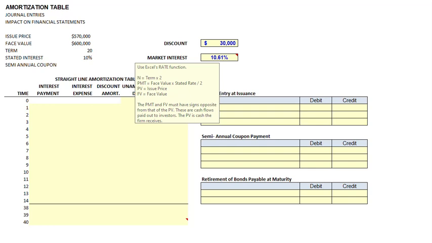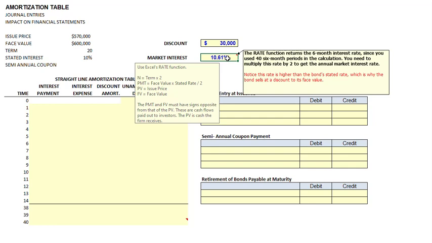Notice the payment and the future value have the same sign, and it has to be opposite from that of the present value. That's because these are cash outflows from the company, while the present value, or the price the company receives, is a cash inflow. One thing that's important to note is that when we use the rate function or our financial calculator, we are solving for a 6-month interest rate, since we used 40 6-month periods in our calculation.